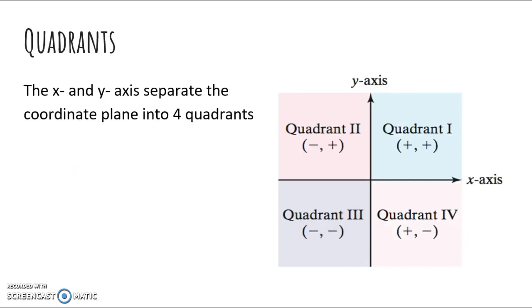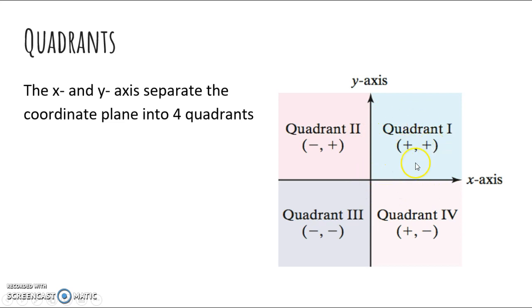All right. Next, we want to talk about quadrants. So the x and y axes separate the coordinate plane into 4 quadrants. So just 4 areas. So this top part is quadrant 1. We're going to move counterclockwise. This is quadrant 2, quadrant 3, quadrant 4. Now you'll notice I have parentheses with signs separated by commas. This represents the signs of ordered pairs, so that by looking at the ordered pair signs, you can tell what quadrant it falls in.